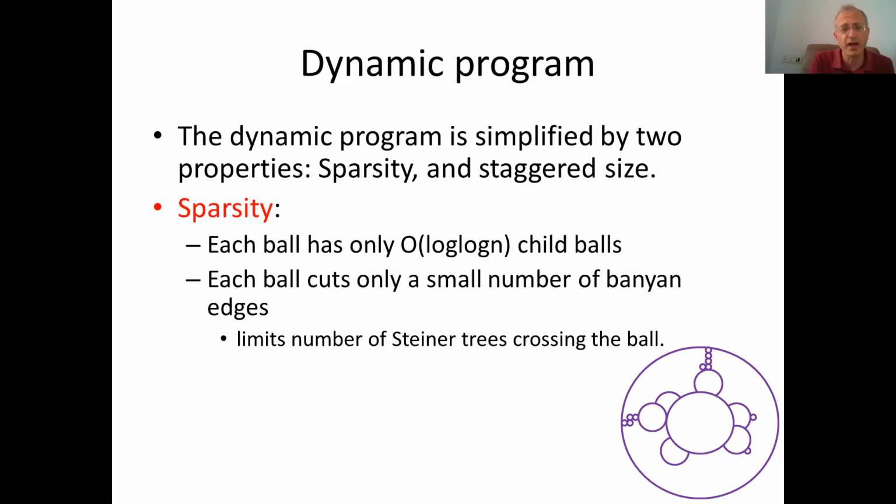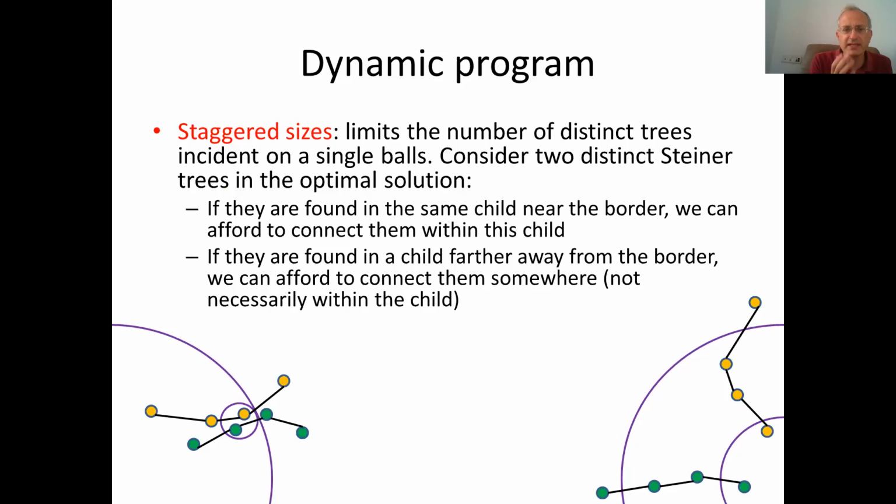You also end up with the property that if you choose your balls carefully, each ball only cuts a small number of banyan edges. Because in every area, the sum of the weights of the banyan edges is pretty small. So you can find a ball that doesn't cut a lot of edges. And that makes the dynamic program easier, because the dynamic program is going to have to go for every child ball and decide what the configuration is, the trees coming in and out. And if only a small number of edges cross that, there are only a small number of trees to deal with. Now, the staggered sizes also limit the number of distinct trees that can be incident on a single ball.